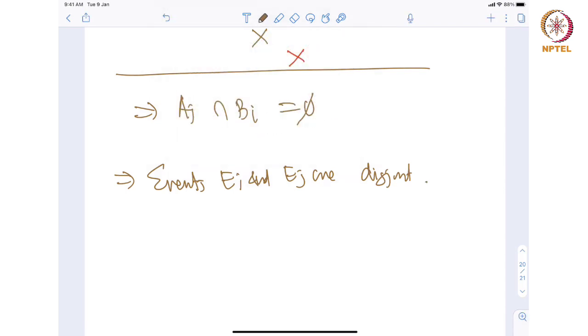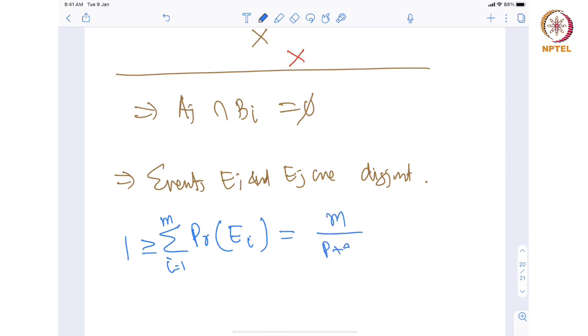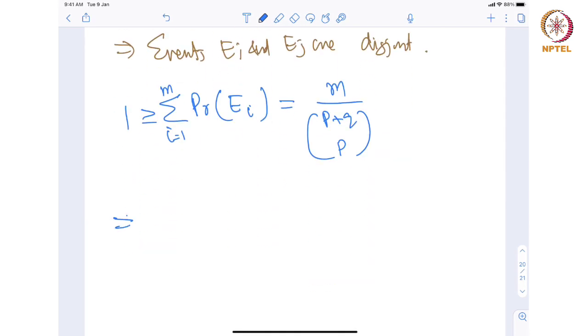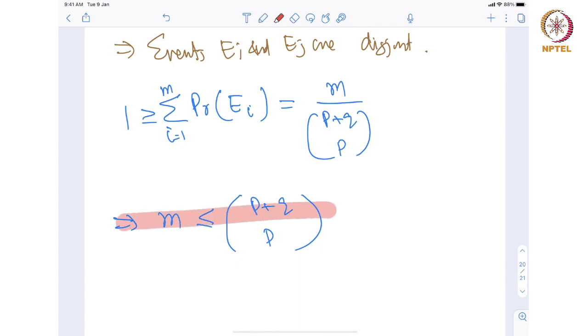Now why are we interested in it? So look at this. The probability of the union of ei, summation i going from 1 to m, is at most 1, right, and this is equal to m times 1 over p plus q choose p. So this implies that the number of such sets is upper bounded by p plus q choose p, and hooray, that's it.